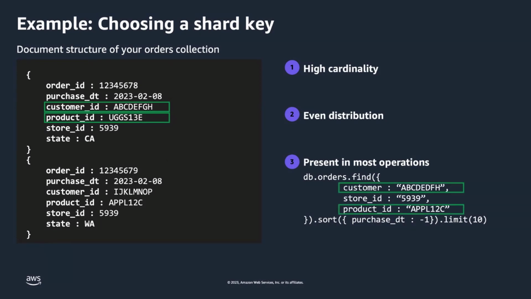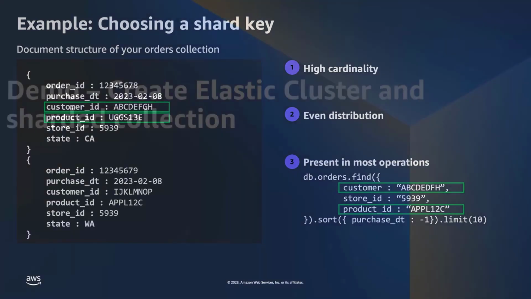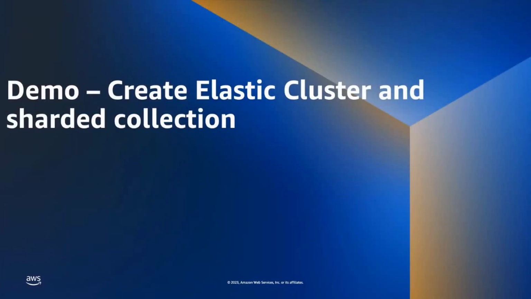Like in this example find query, if your application queries often rely on retrieving and updating customer or product information, a customer ID or product ID would be a better shard key. Now let's switch to the AWS console to create an Elastic cluster and a sharded collection.